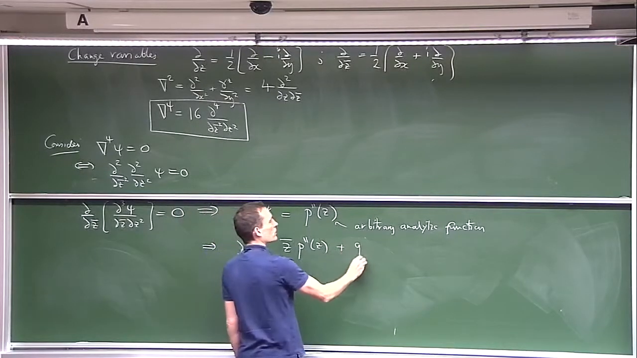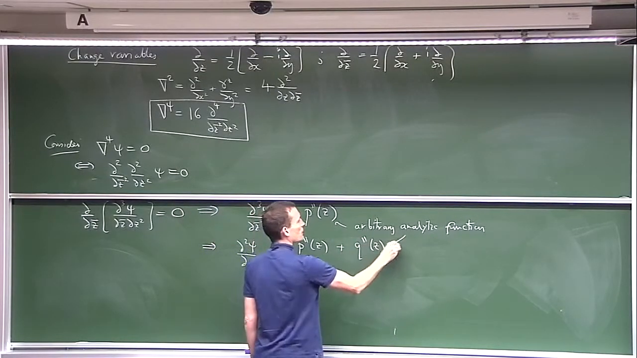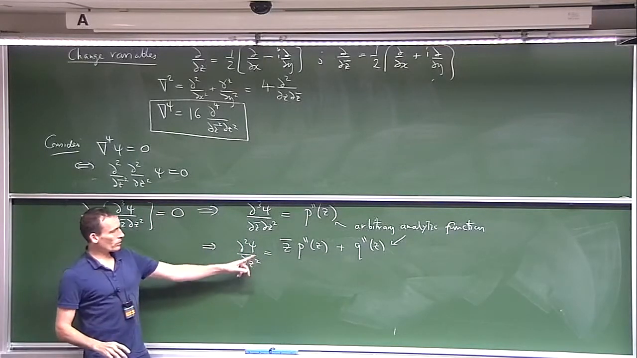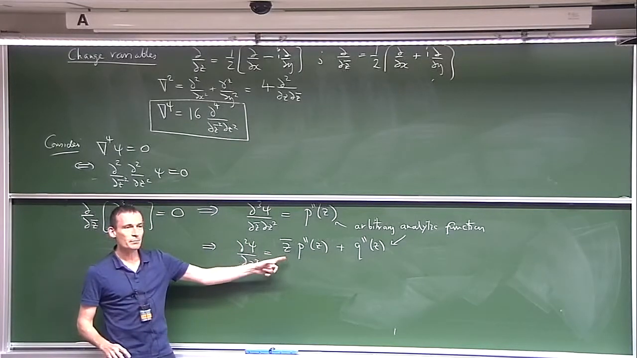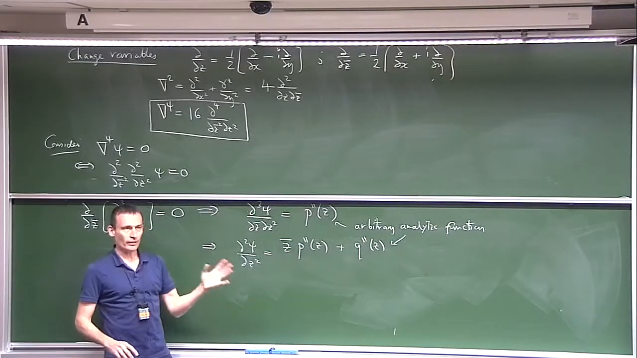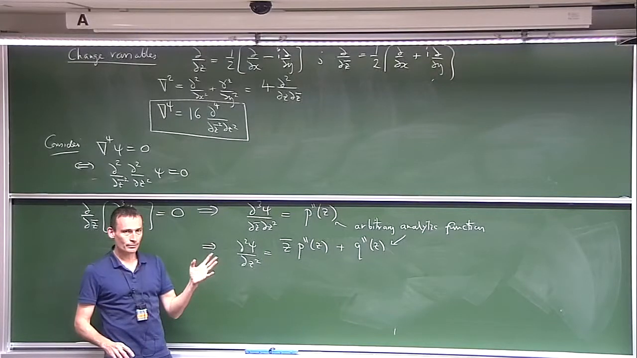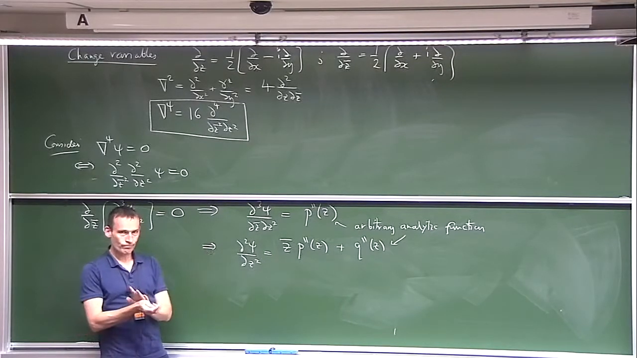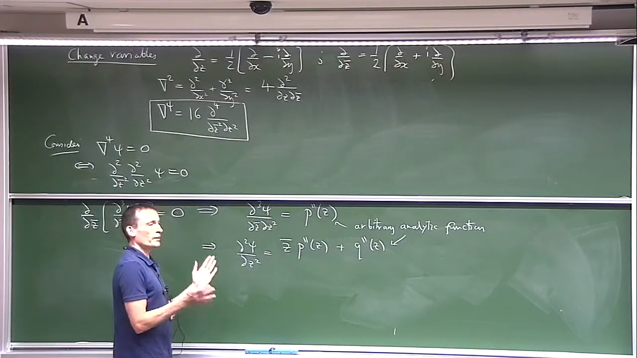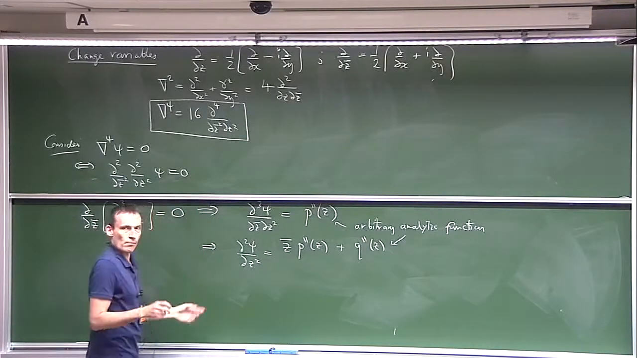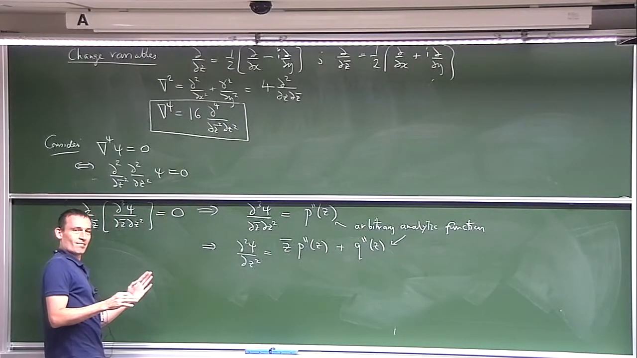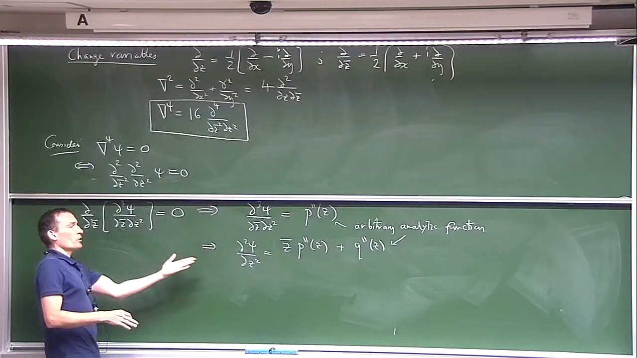So let's call that one q double prime of z. So that's another arbitrary analytic function. You can just check, look. Suppose I took 2z, this is linear in z bar. So clearly 2 z bar derivatives will give me nothing. P and Q are arbitrary. Everyone okay? And now look, I've just got z derivatives everywhere.